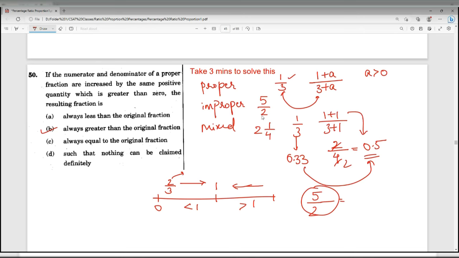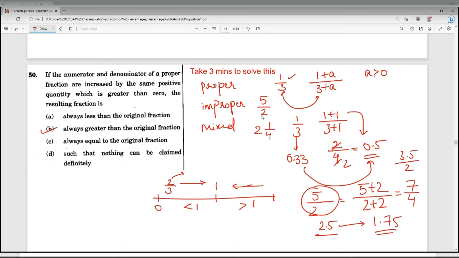If it is an improper fraction, in this case, for example, this is 2.5. If you add equal numbers to the numerator and denominator, for example, let us take 5 plus 2 divided by 2 plus 2. Equal numbers we are adding in the numerator and denominator. This would be 7 by 4. This is 1.75. This is 7 by 2 is 3.5, and half of 3.5 is 1.75. See, from 2.5, the number has decreased.